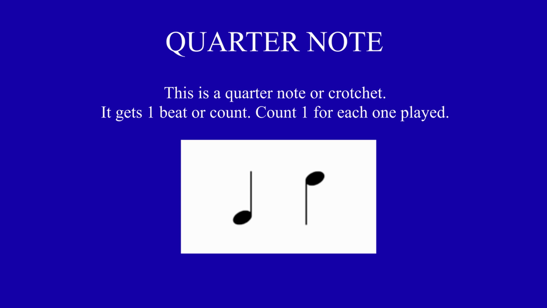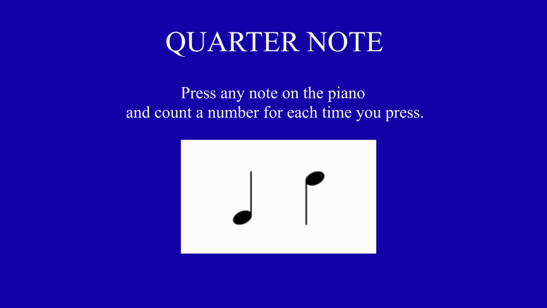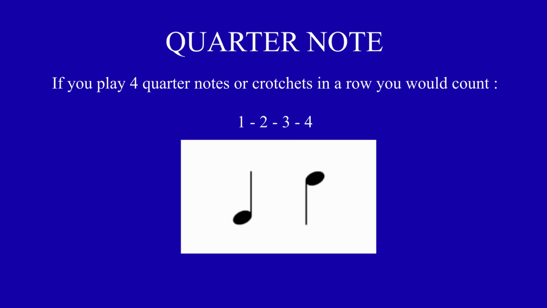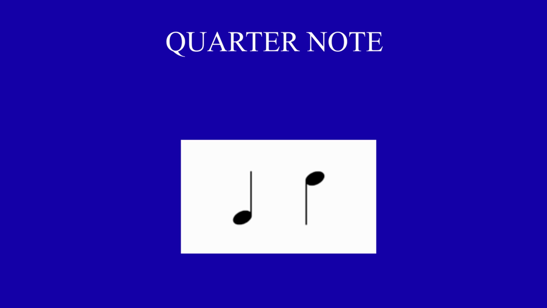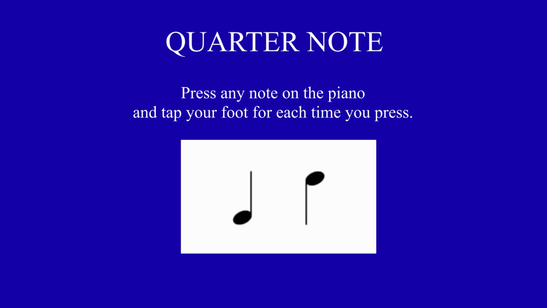Quarter note. This is a quarter note or crotchet. It gets 1 beat or count. Count 1 for each one played. Press any note on the piano and count a number for each time you press. If you play 4 quarter notes or crotchets in a row, you would count 1, 2, 3, 4. Press any note on the piano and tap your foot for each time you press.